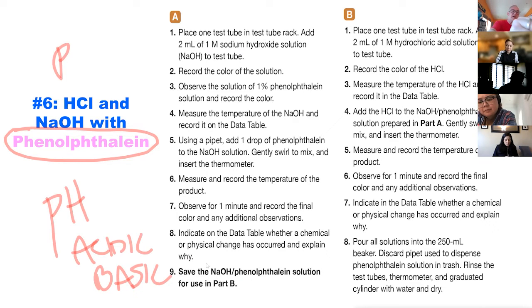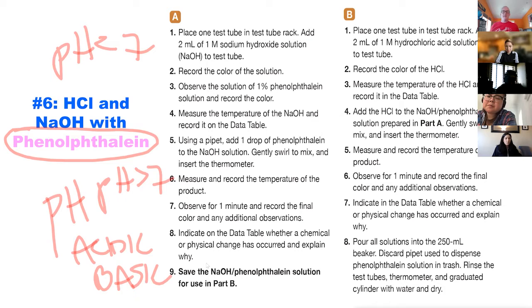Acidic means the pH is below 7, and basic means the pH is above 7. And phenolphthalein changes color around pH 8 or so. So is the pH of a sodium hydroxide solution going to be basic or acidic? Is sodium hydroxide a base or an acid? It's a base, right? We'll learn more about that in a couple chapters.